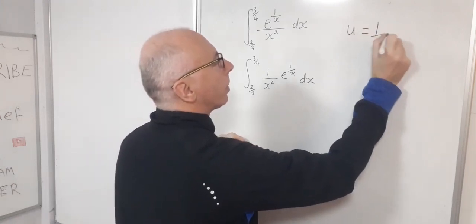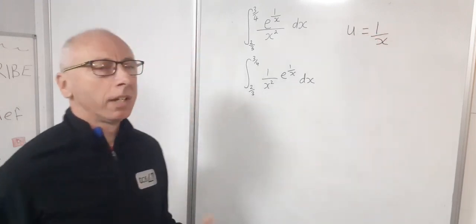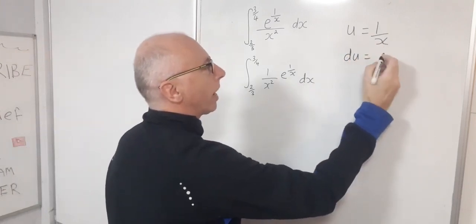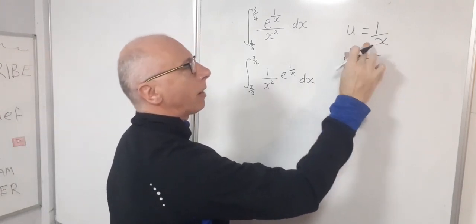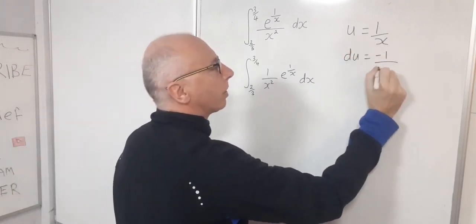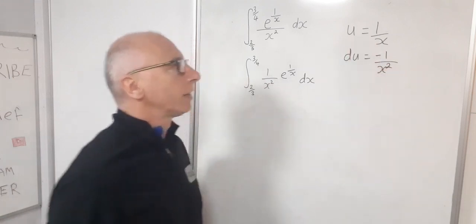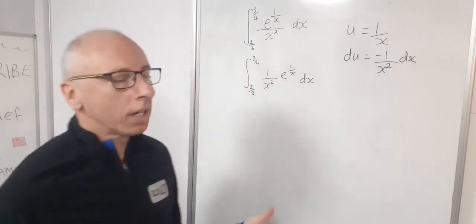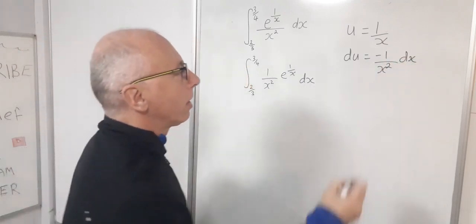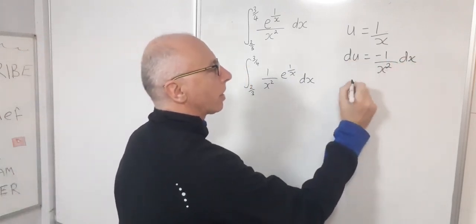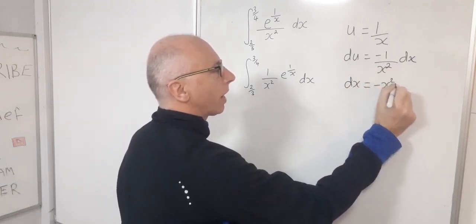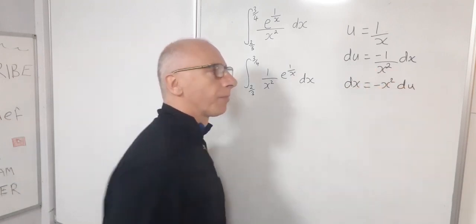So let's go for that: u equals 1 over x. And let's differentiate that. Because this is a negative power, differentiating 1 over x gives minus 1 over x squared dx. Again, I always like to isolate my dx, so getting dx on its own, we get dx equals negative x squared du.